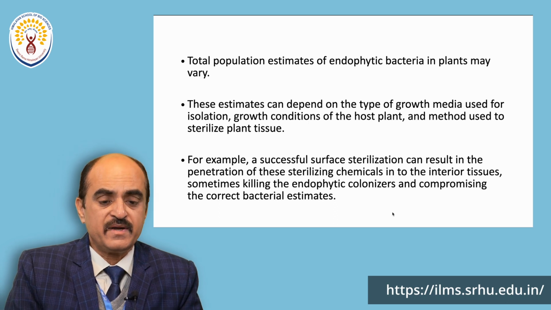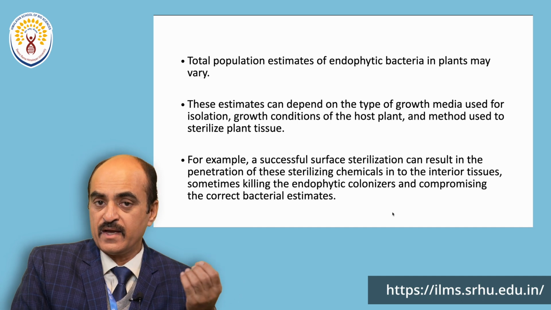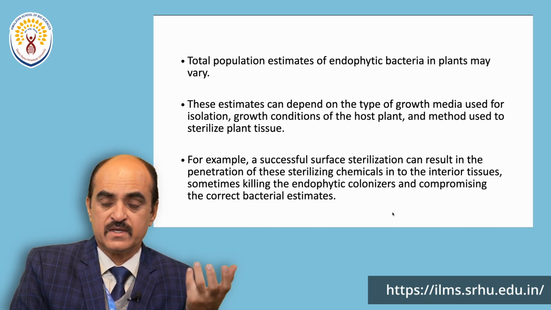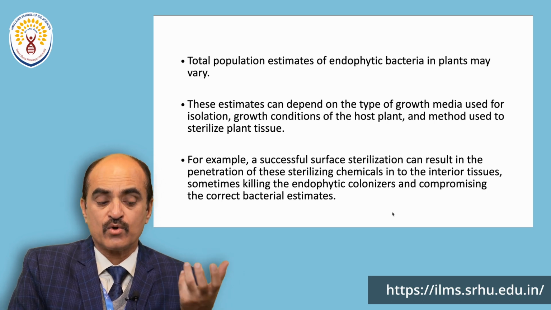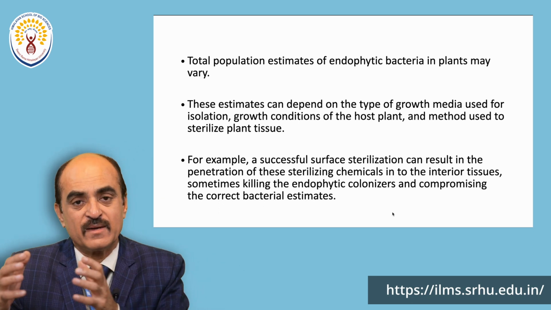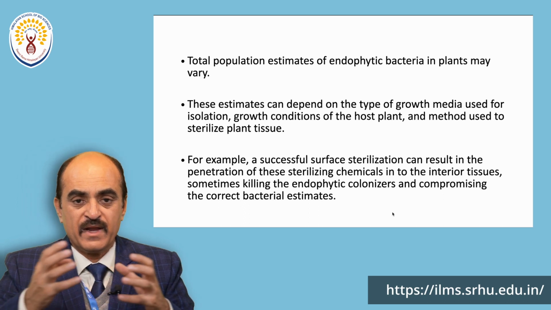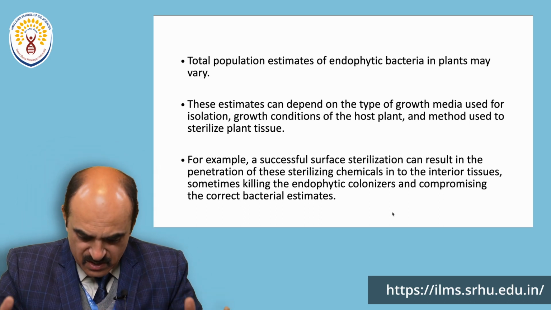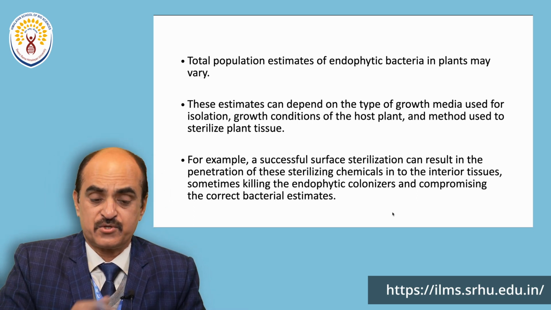These estimates can depend on the type of growth media used. Sometimes you are using media A. If media A is nutritionally poor, then obviously it is not going to support the good growth of all the endophytes. So we have to use different types, three to four types, of culturable media. One medium will support some bacteria, another will support other bacteria. So this will give you a holistic picture, and a good number of bacteria you will isolate from the tissues.